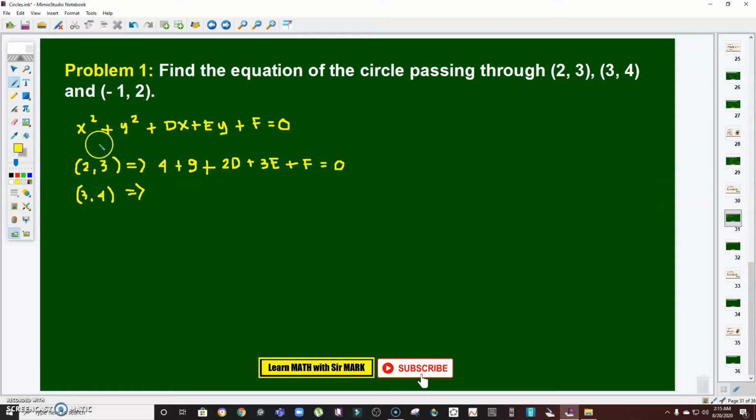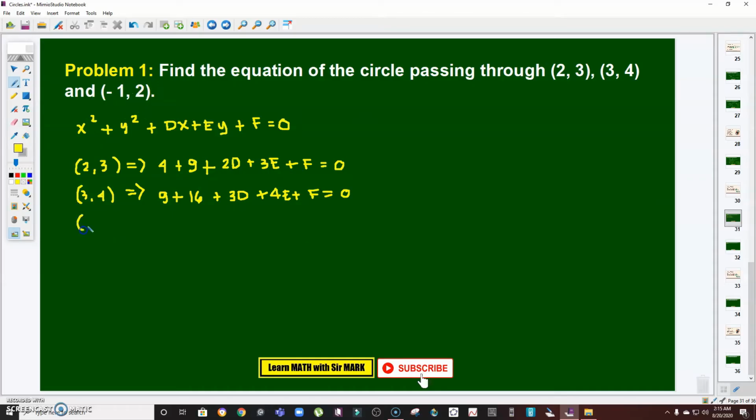Next, using the point (3, 4), 3 squared becomes 9, 4 squared becomes 16. I hope you can still follow. Plus 3d, plus 4e, plus f equals 0. There you go.